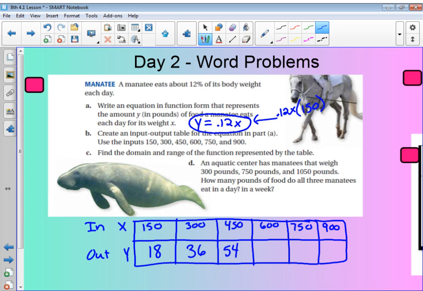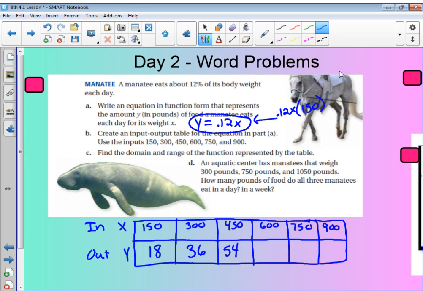And you can see that they've given us a pattern where they're increasing the weight of the manatee 150 pounds each time, which is 18 pounds of food each time. Okay, that doesn't mean that our table would always be that way. That's just the way that they gave us for the inputs, the numbers that they gave us.